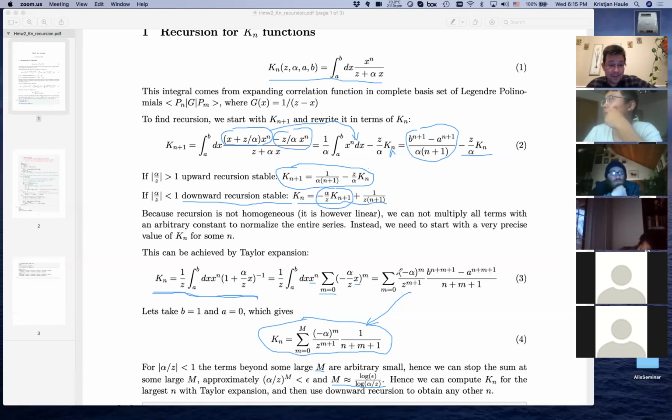So basically you evaluate maybe 10 or maybe 20 or maybe 30 of those terms in a Taylor series, and then you have your maximum Kn. Once you have that, the downward recursion is completely trivial, isn't it? You just go down with recursion.